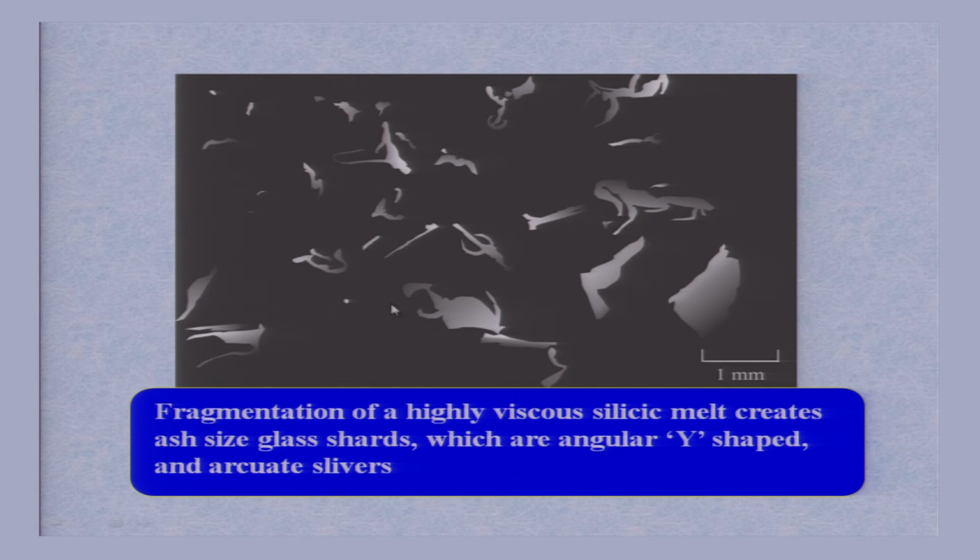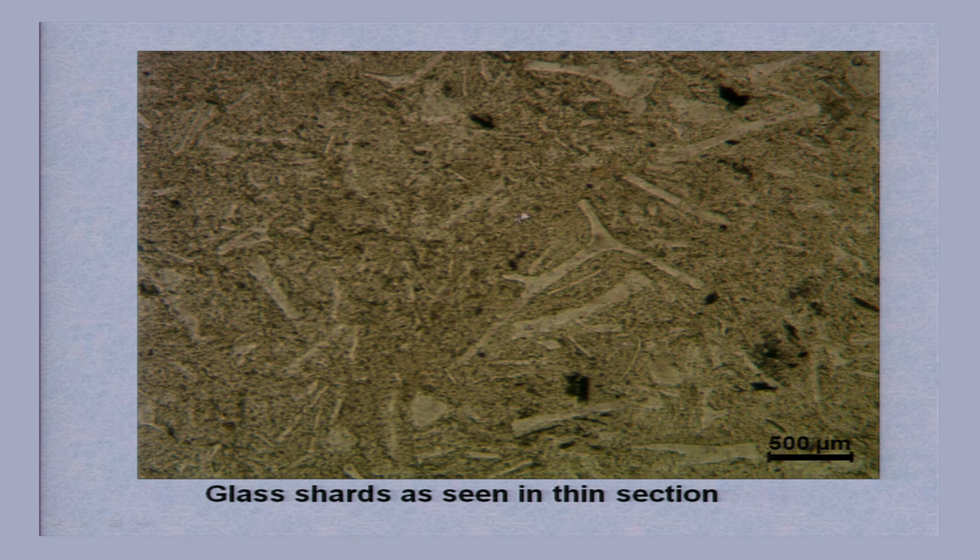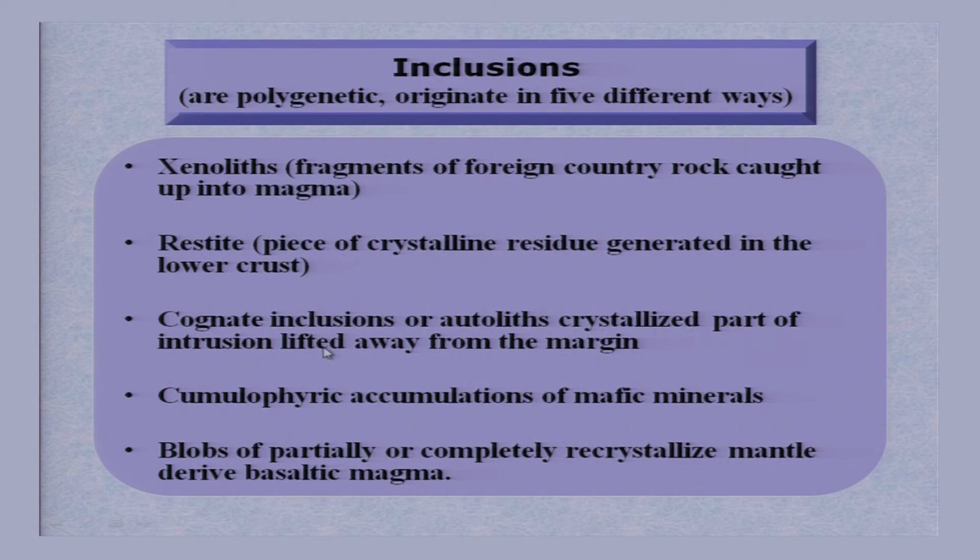With this photograph, I want to show you how the glass shards, or the broken pieces of glass, look under the microscope. See here, this is a thin section, and these are the glass shards. See the Y-shaped, fine lath-shaped glass shards. Sometimes they are altered also.